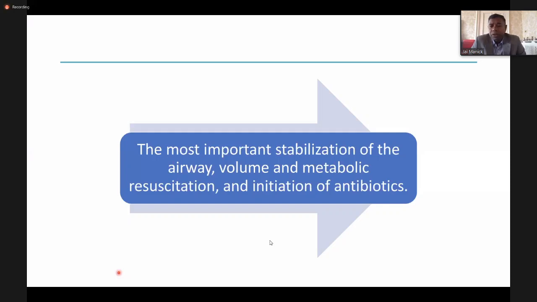So the most important aspect in managing neck trauma is securing the airway and replacing the fluids, and sometimes starting antibiotics if there are suspected esophageal injuries.